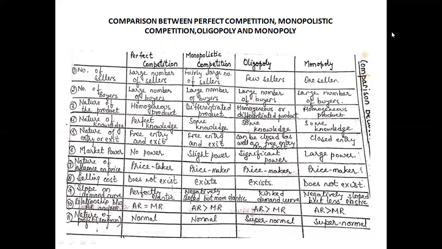Then on the basis of nature of profit in the long run, in perfect competition, normal profit is earned. In monopolistic competition also normal profit is earned. In oligopoly, super normal profit is earned, and in monopoly also super normal profit is earned. So these were the basis of comparison.